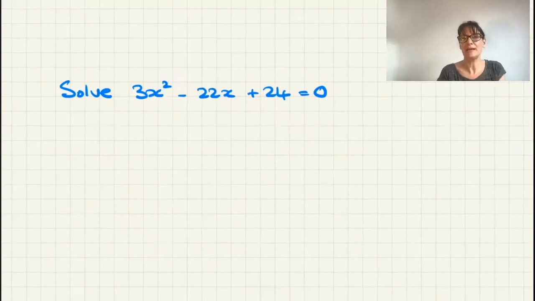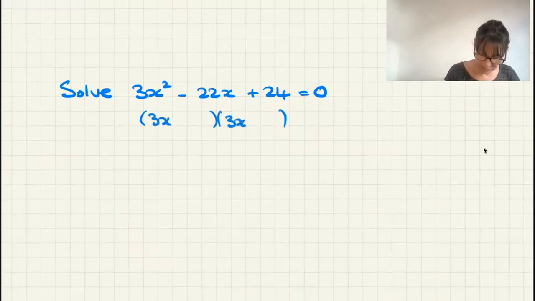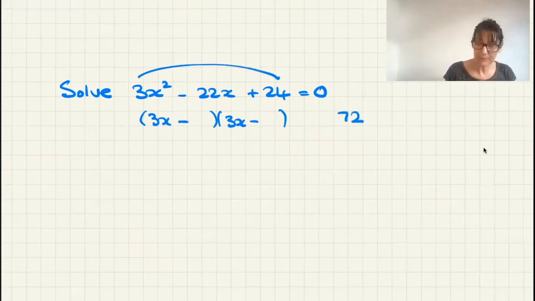Okay, so I'm doing my usual check-in. Okay, it's equaling 0. It's a quadratic. Everything's set up the way I want it to. We've got the 3 terms. So we're going to have 2 brackets. Drop in the 3x. Drop in the 3x. It's neg pos, so it will be neg. 3 times 24 is 72.